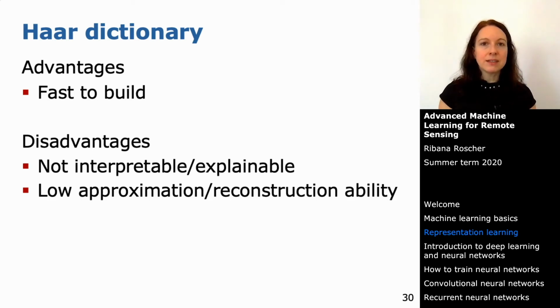The disadvantage is it's not very interpretable or explainable. So if you, for example, want to use it for applications similar to unmixing, it will not really help you for this task because you don't know what the elements are. They are just synthetic elements. And they generally end up with a low approximation or reconstruction ability because the elements do not really capture the structures and the characteristics you have in natural images.